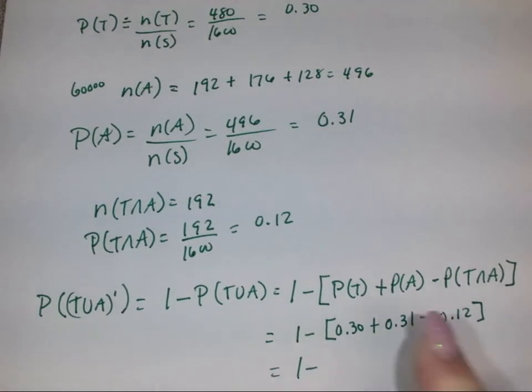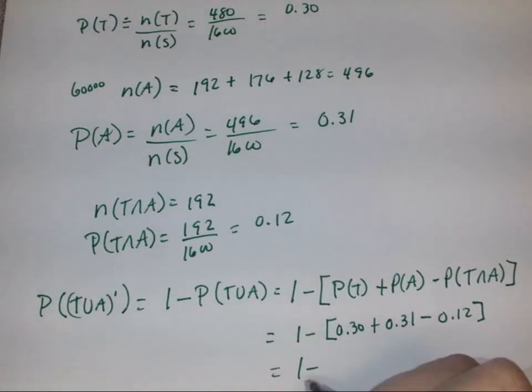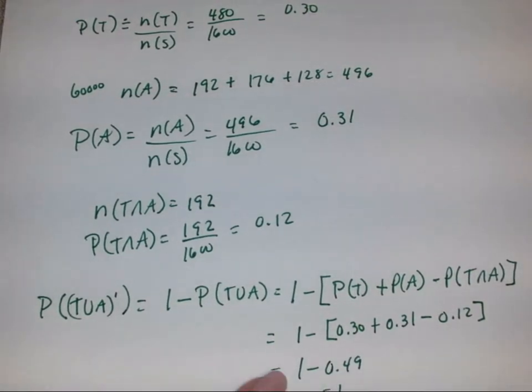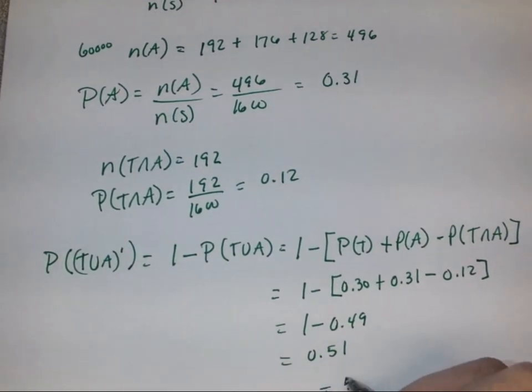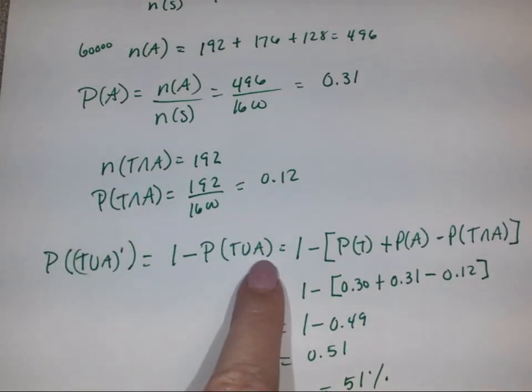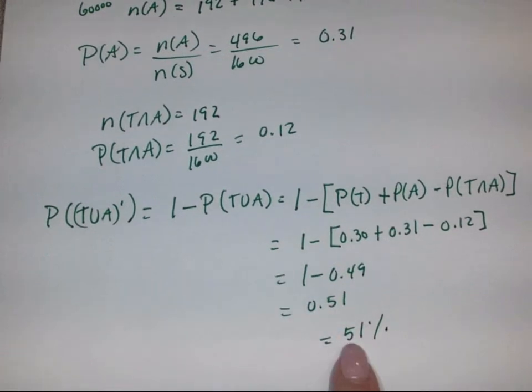So we've got 1 minus, if I add those together, I get 0.49. So it'll be 0.51 when I subtract it, and that would be equal to 51%. So we do all this math, what were we looking for again? We were looking for what if they weren't using 10 hours and they weren't earning 60,000, it's going to be 51%.